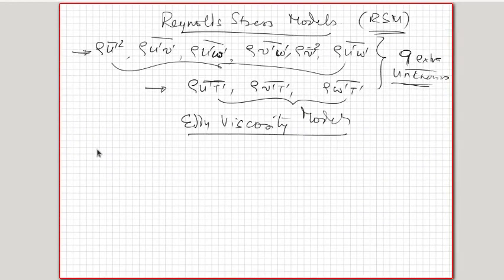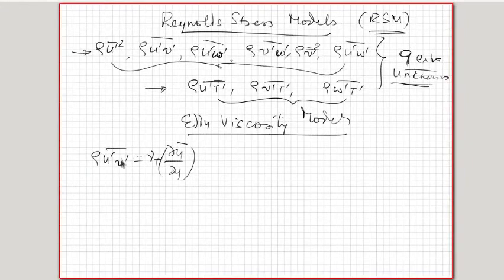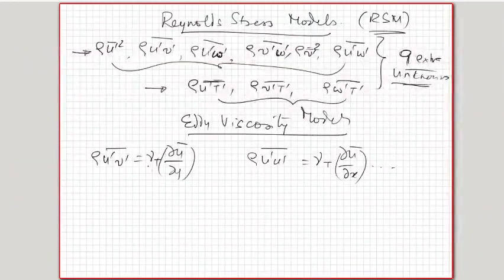Where you write rho u prime v prime bar is mu t into del u bar by del y. Okay, and you also use the same quantity with different mean gradients in the other directions as well. So rho u prime bar would be mu t times del u bar by del x, and so on. Okay, so you use these things to derive the various quantities, and with that you use the same nu t.